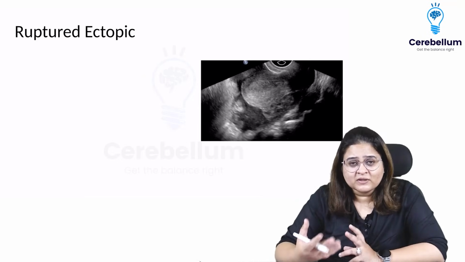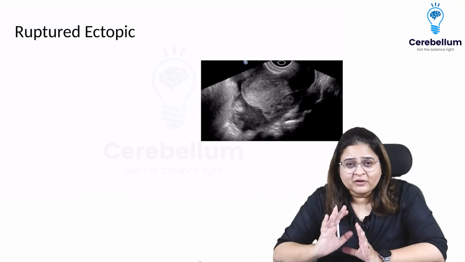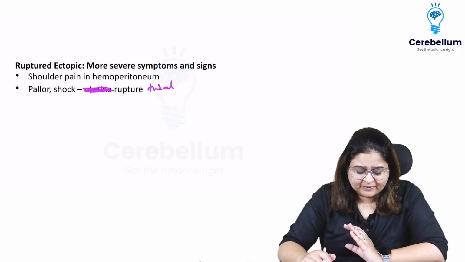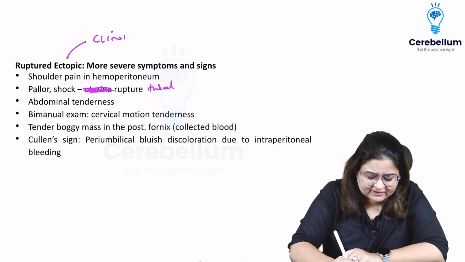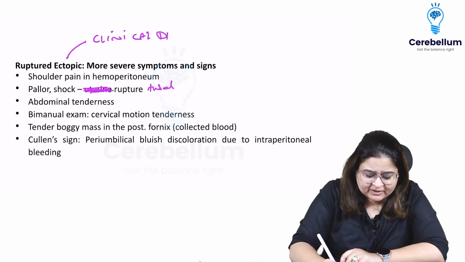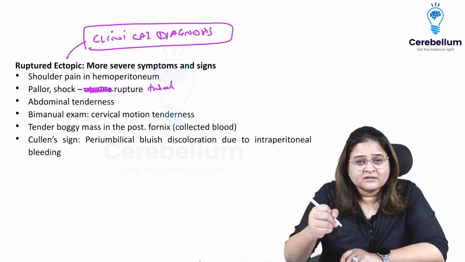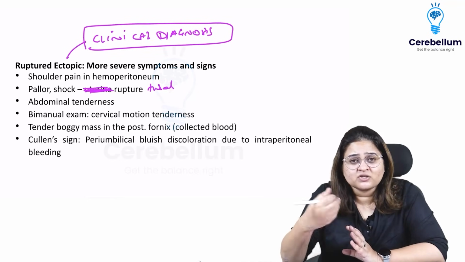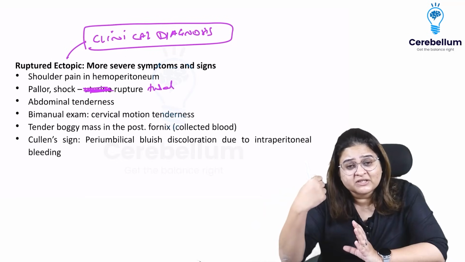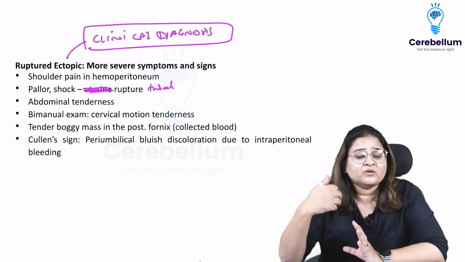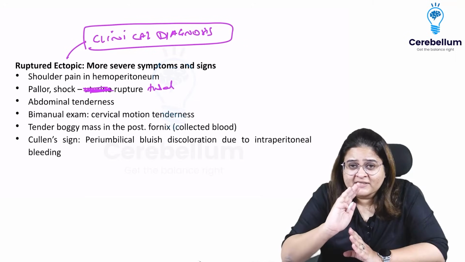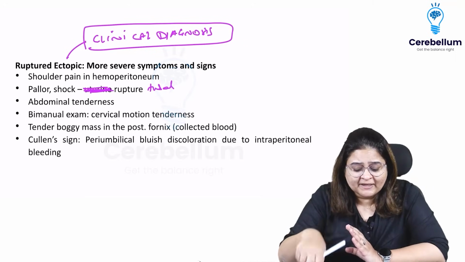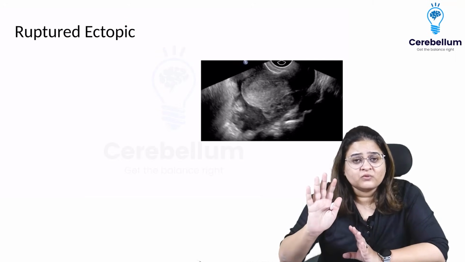And when you do a scan, but do remember, a ruptured ectopic is a clinical diagnosis. Remember, in the exam, this is very important. If you see all this in the question, and the question asks what to do next, the answer is immediately take her for surgery and do a salpingectomy. You're not going to waste time on investigations. Remember this.